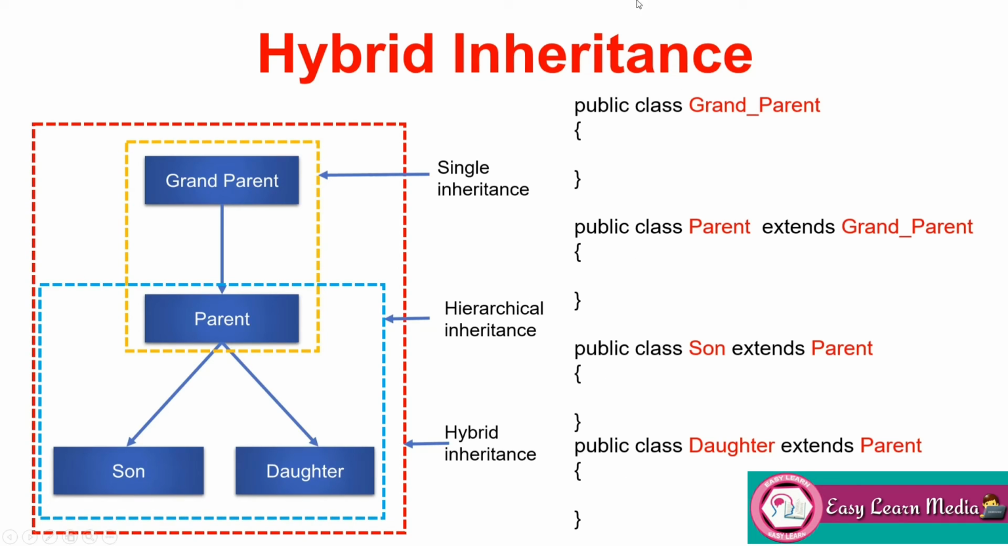So we have a grandparent. This grandparent can be inherited by the parent. This parent's property is also inherited by the son as well as the daughter. So we call it a hybrid inheritance. Now we have the code for this.